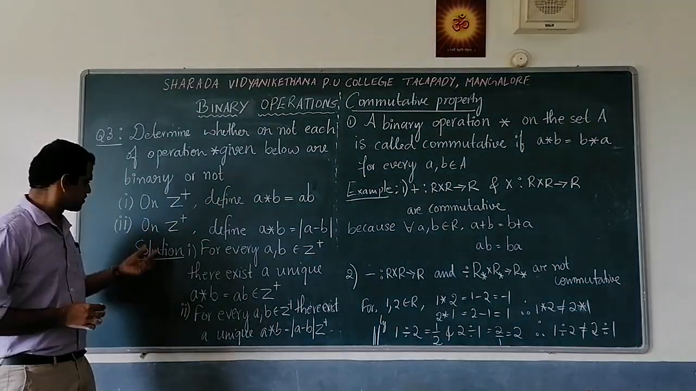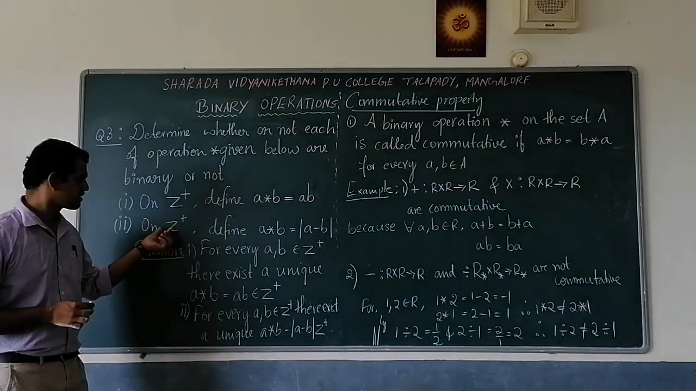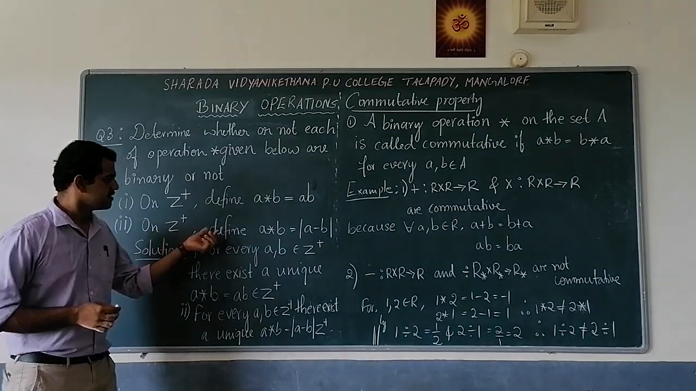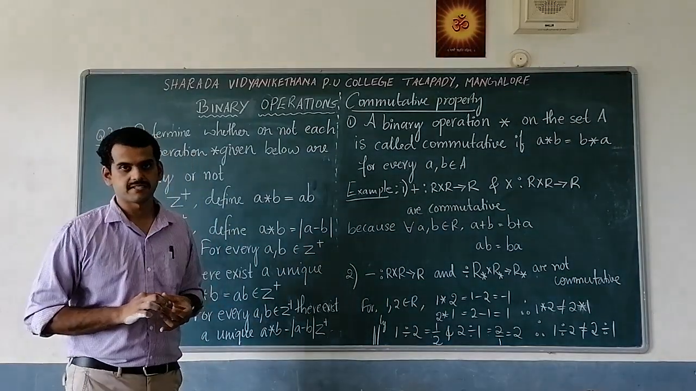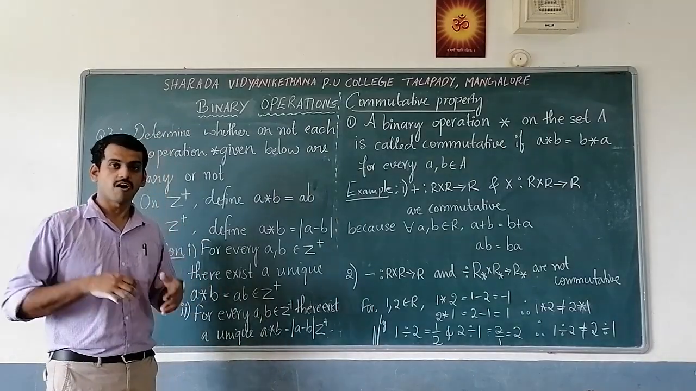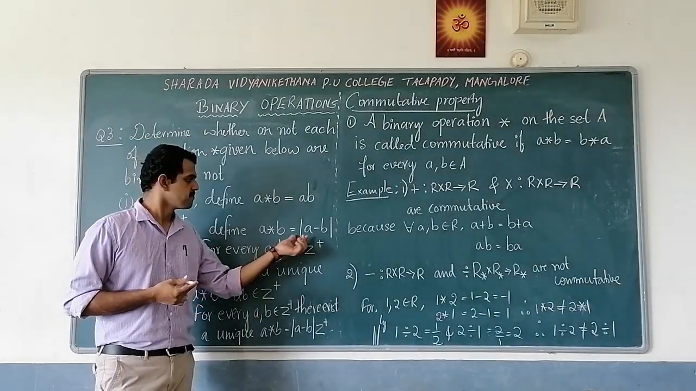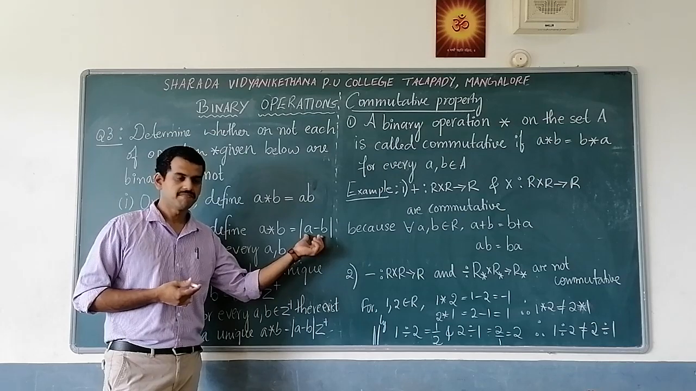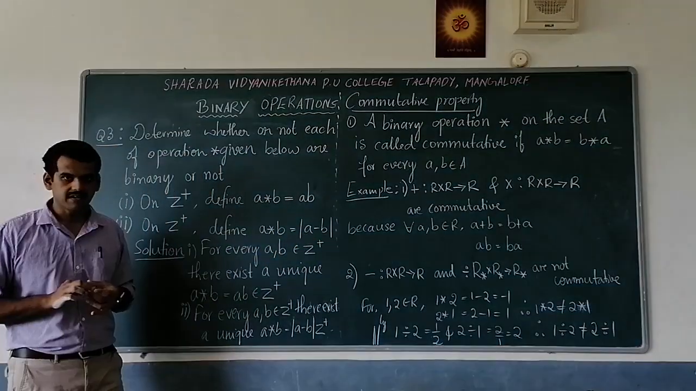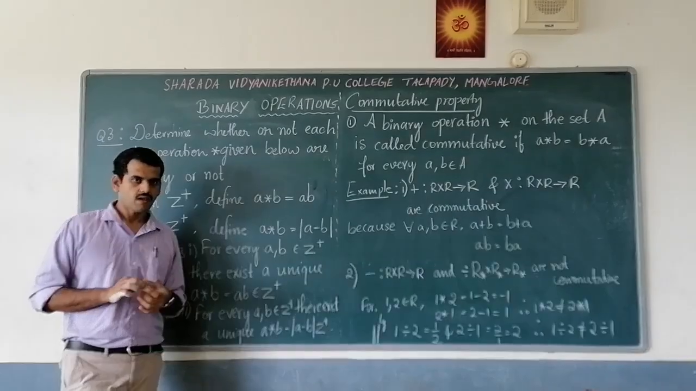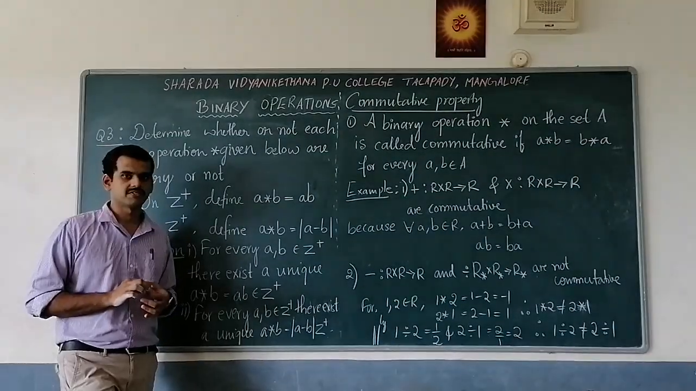Then, coming to the second case, on Z plus again, the set of positive integers, define a star b equal to modulus of a minus b. What is the operation we are using here? That is, first subtract a and b, then take the modulus. That is the operation we are considering. Is it binary? Now here one thing comes into the picture.